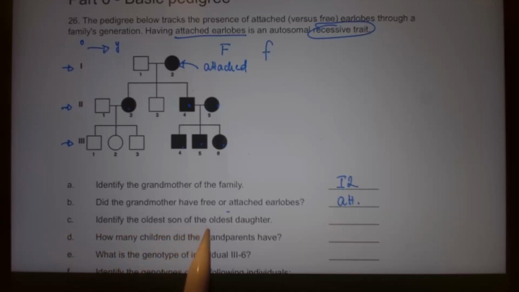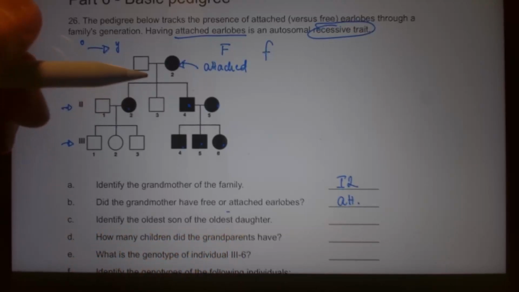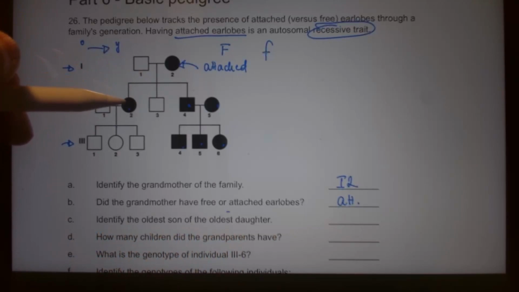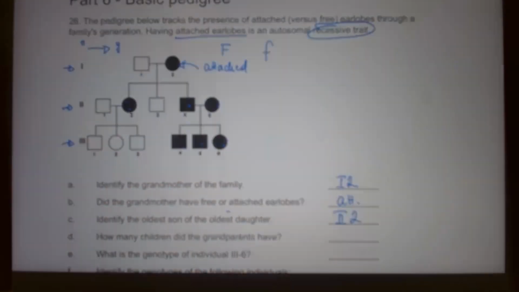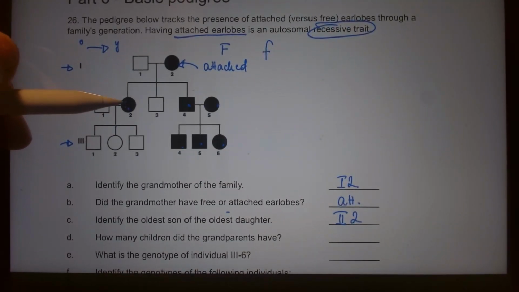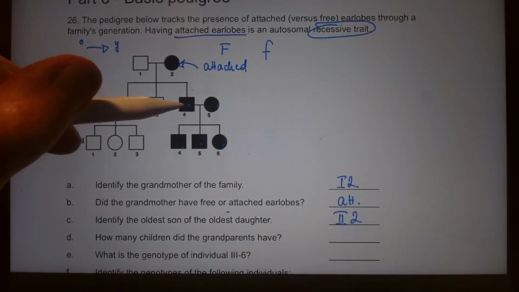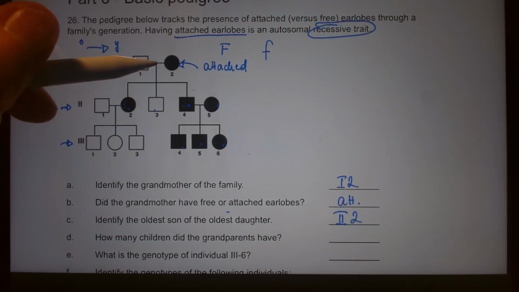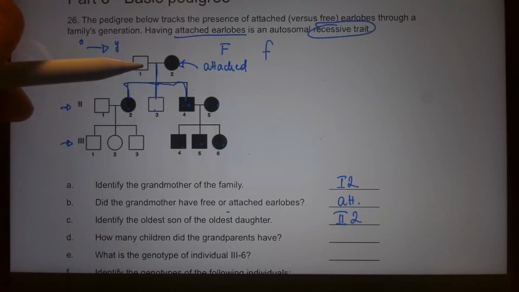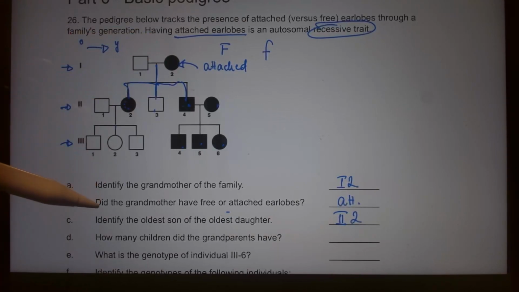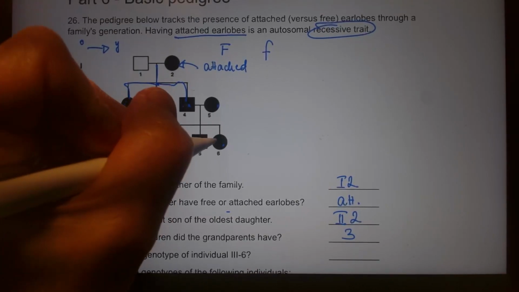Identify the oldest son of the oldest daughter. The oldest daughter is number 2 in the second generation, because this is the oldest one, the middle child, and the youngest child. They have their kids, the couples. This couple, the top. How many children did the grandparents have? They have 3 children.